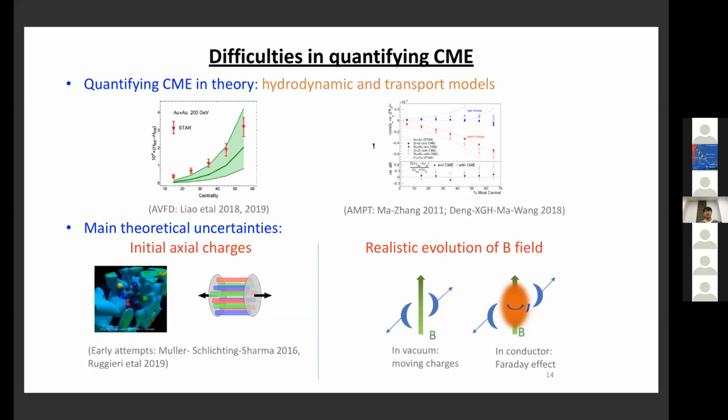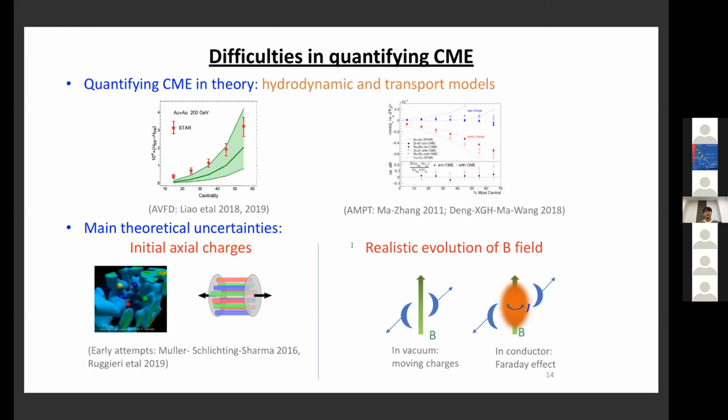Another way is using the transport model, like the AMPT model. Recently, this was performed by several groups, like, for example, Guoliang's group. And we also did some simulation. But in all those theoretical models, there are two theoretical uncertainties which are so far unknown. The first one is how much the initial axial charge is, and the second one is how the B field evolves in the system.